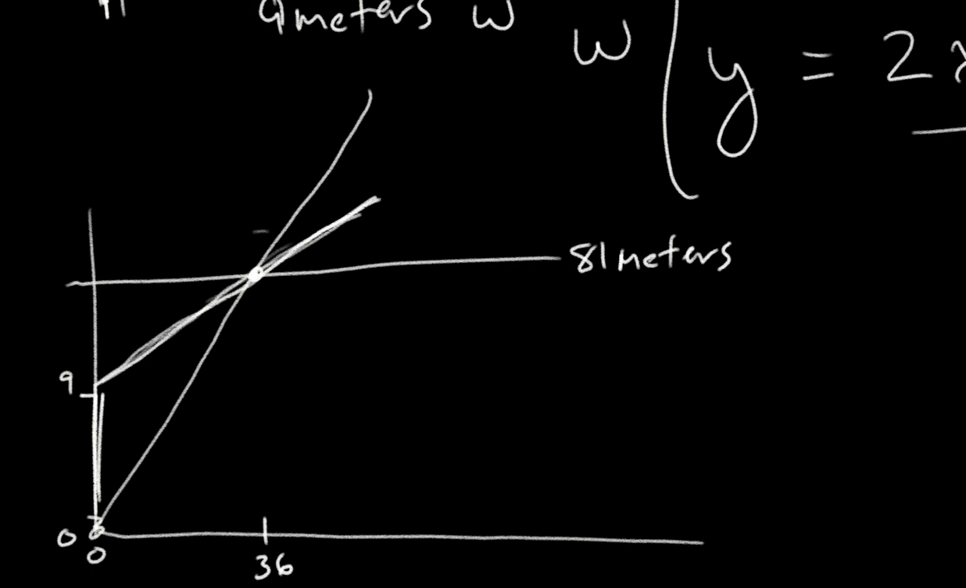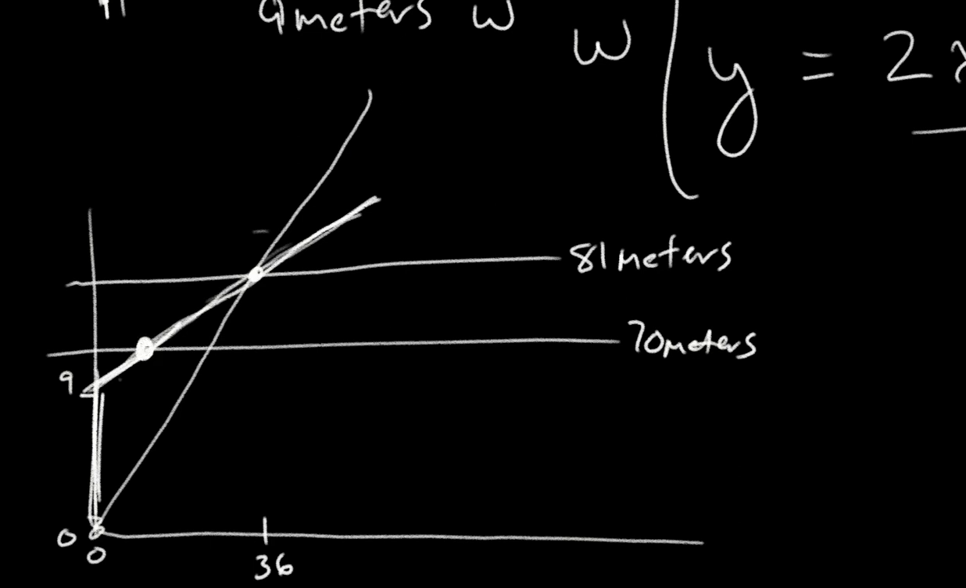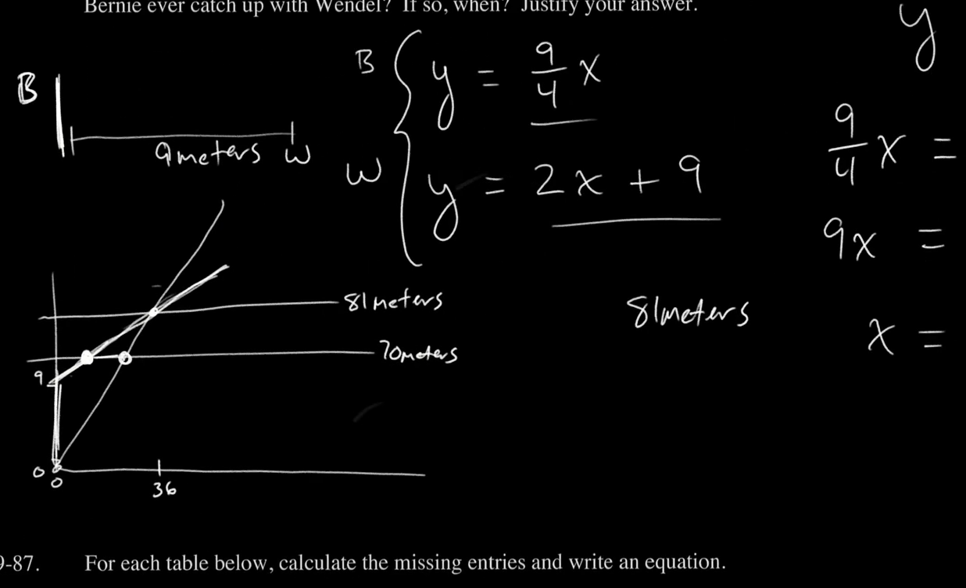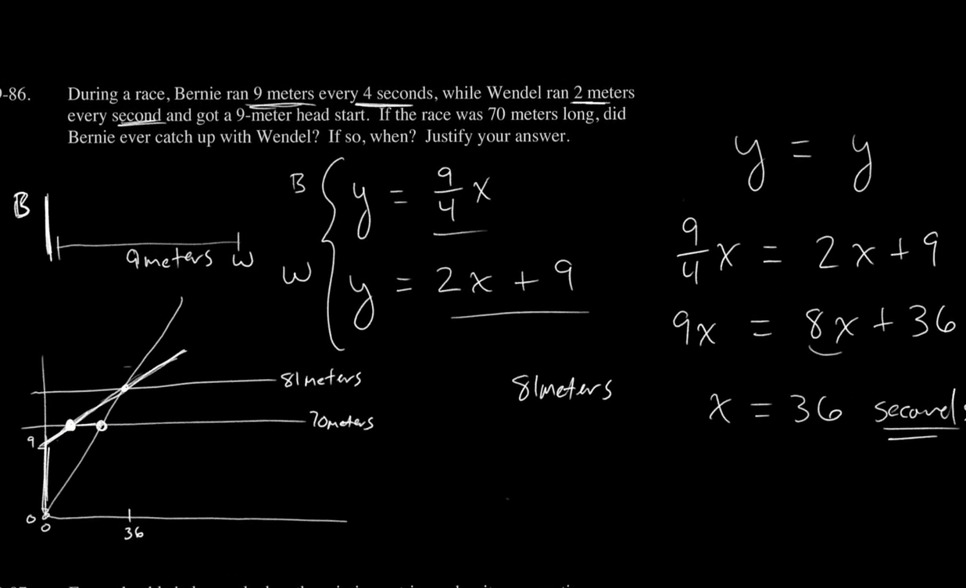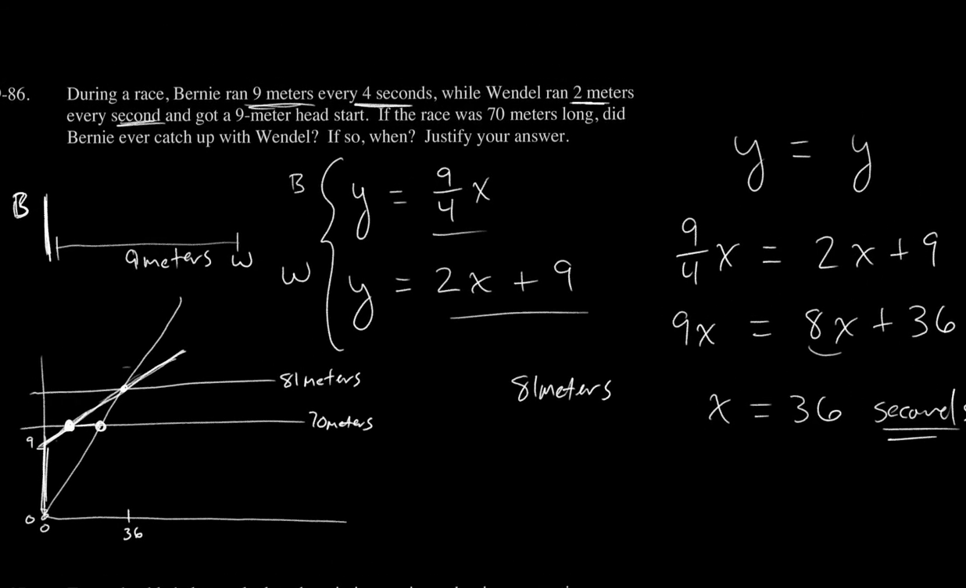Well, this race ends at 70 meters. The scale is terrible on this, but the big idea is that if the race ends at 70 meters, the first person to end the race is Wendell. Then some amount of time later, Bernie would cross the finish line. So the answer here is that Bernie does not win.